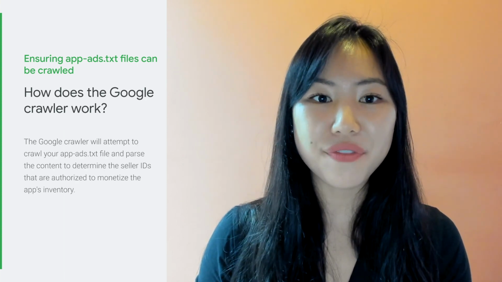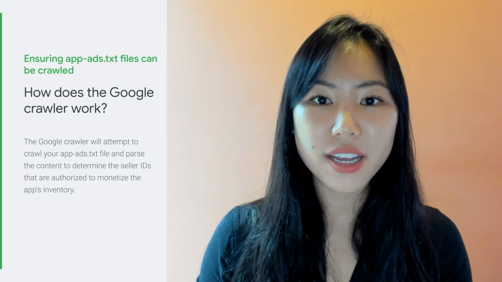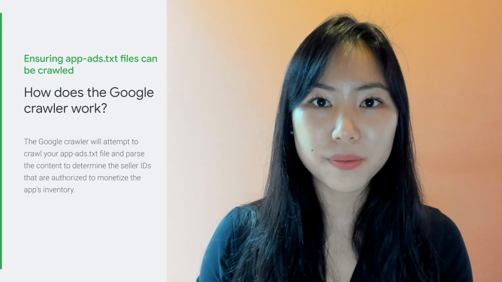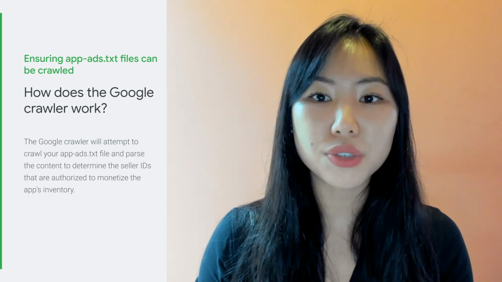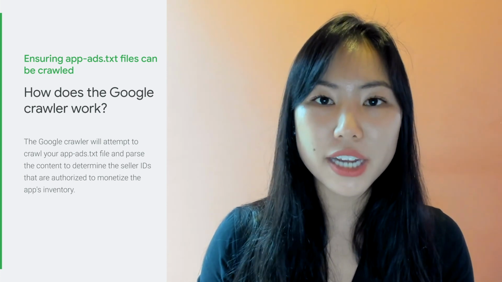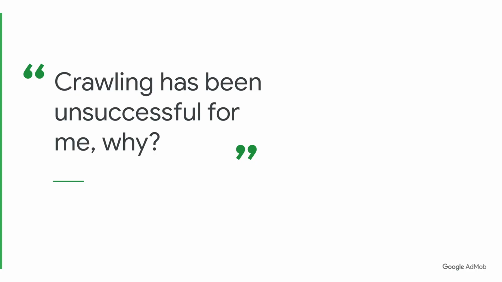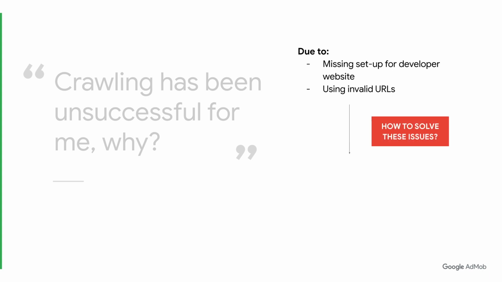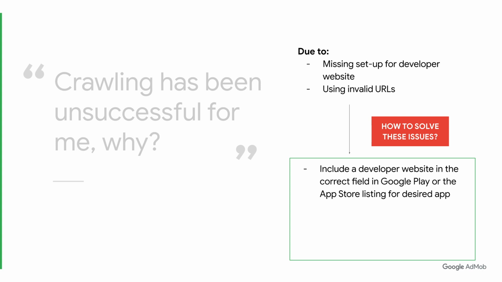How to ensure your apex.txt file can be crawled. Once an apex.txt file is set up on your developer's domain, the Google crawler will do the following. Attempt to crawl the file. Parse the contents of the file to determine the seller IDs that are authorized to monetize your inventory. One common issue developers have faced is unsuccessful crawling. This is likely due to a missing setup for their developer website or the fact that they are using invalid URLs. To ensure that this doesn't happen, ensure that you have included a developer website in the correct field in Google Play or the App Store listing for the desired app.